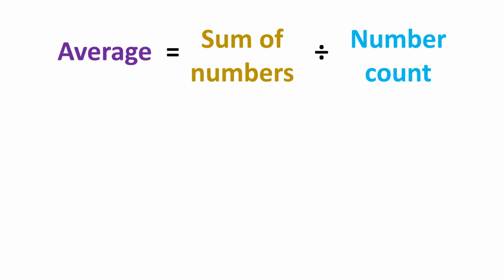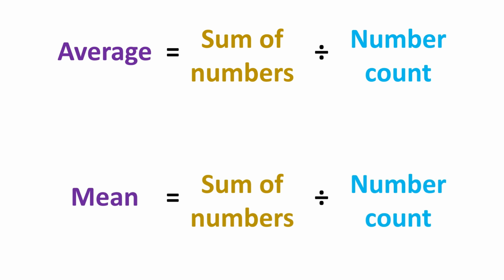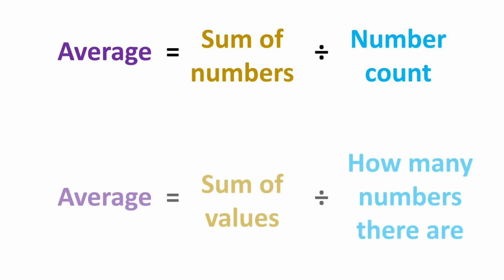In everyday use, we use the word average, but on a math test or in math books, you might come across the word mean. Some people even use the phrase arithmetic mean. The word average and the word mean can be used interchangeably, so they have the same formula. Sometimes you'll see formulas use the word value rather than the word number. Other times you will see the phrase how many numbers there are instead of the phrase number count. All of these are describing the same idea.